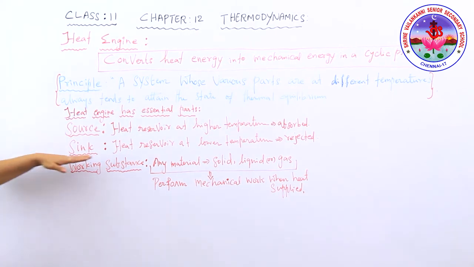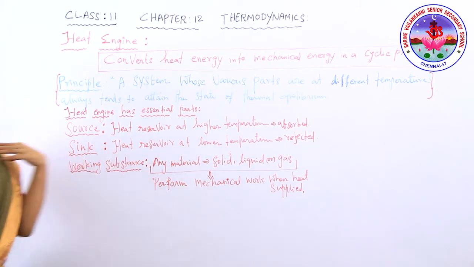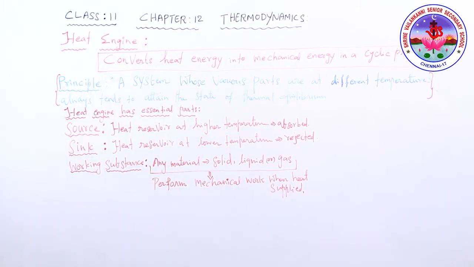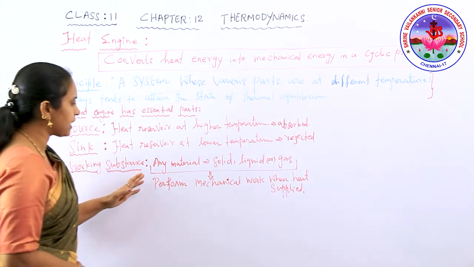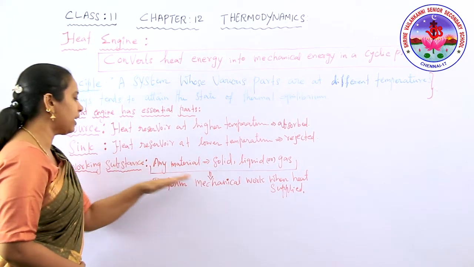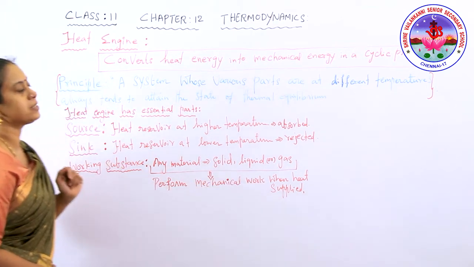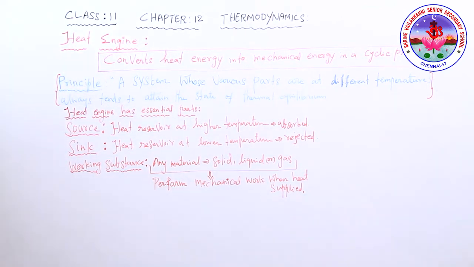And the next one is the sink. The sink is also a heat reservoir, at low temperature. The heat is rejected to it. The temperature we have taken as T2. Heat can be rejected through that. This also has an infinite capacity for heat. Okay. The next one is the working substance. For the working substance, we can take any material, like solid, liquid or gaseous. But it has to perform mechanical work when heat is supplied to the heat engine.